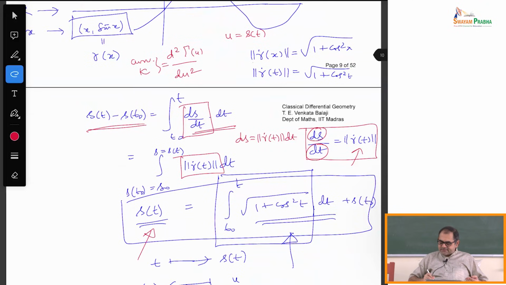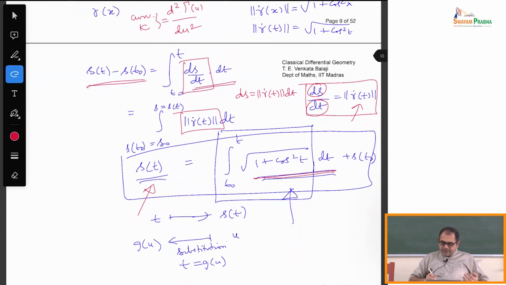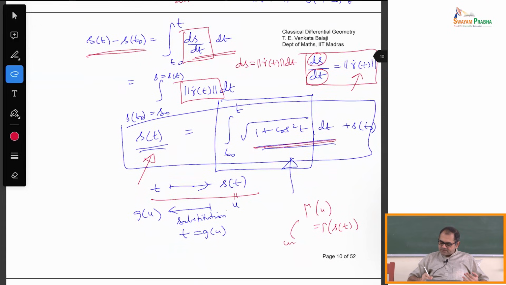And in the case of the graph of the sine curve, what turns up is that you get root of 1 plus cos squared t. So this is the function t going to s of t. This is the arc length function. And if you call that u, your new parameterization is capital gamma of u, which is gamma of s of t. This is the unit speed parameterization.